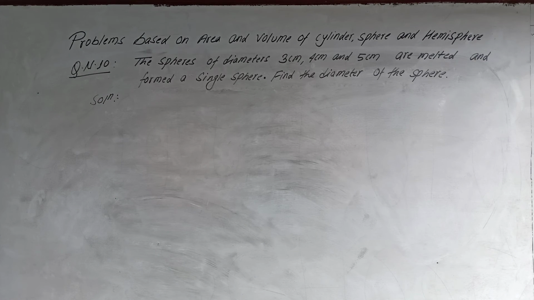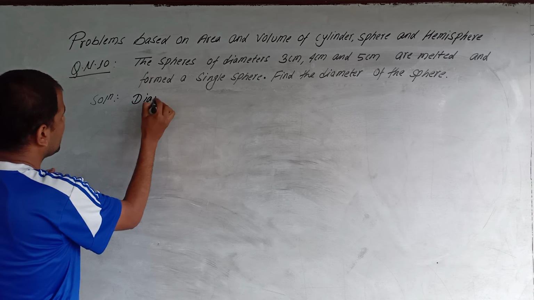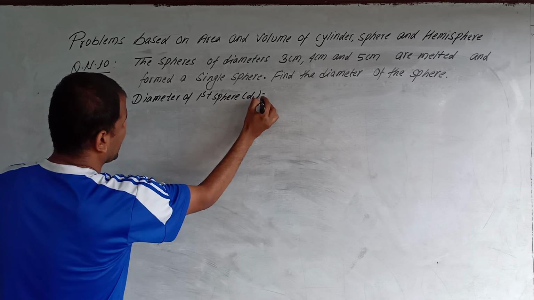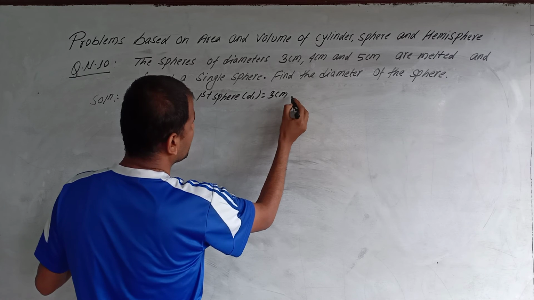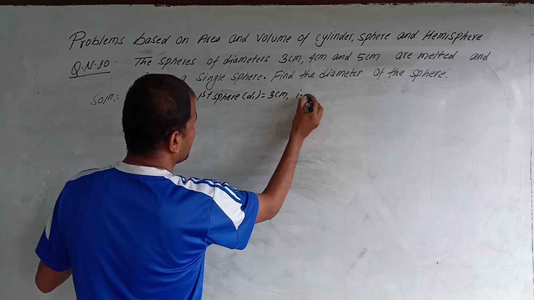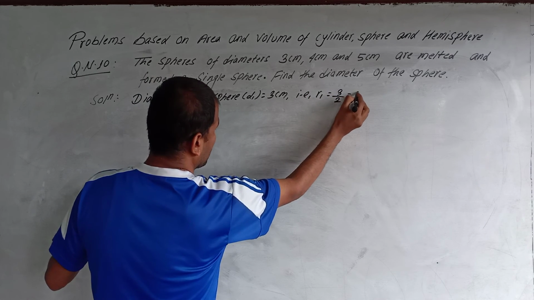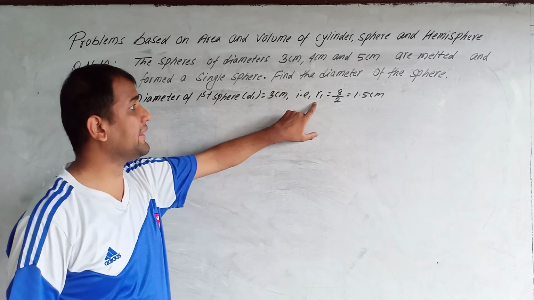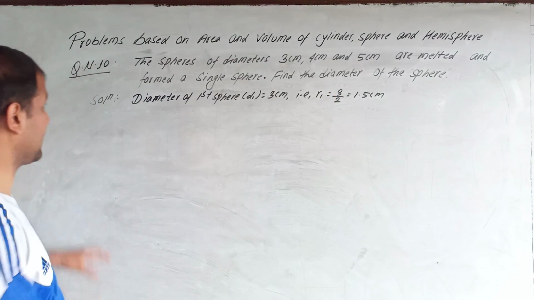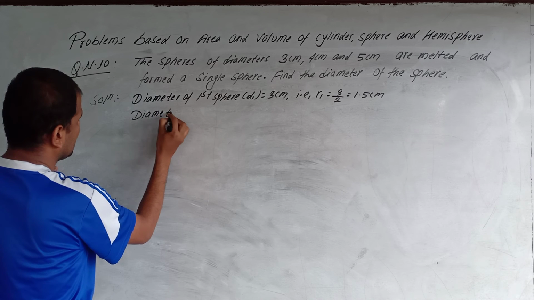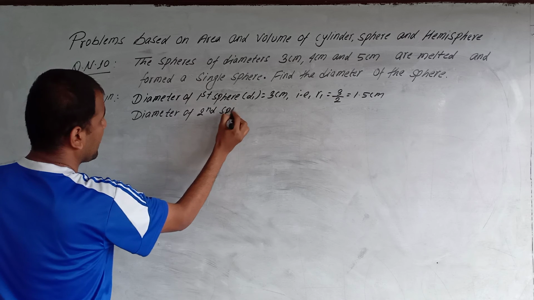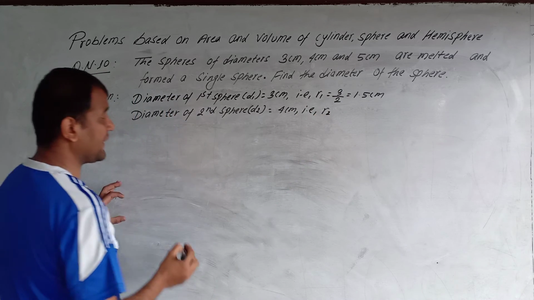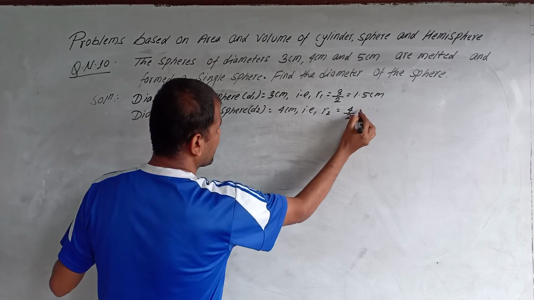Firstly, we write here the given diameters of the spheres. Diameter of first sphere D1 is equal to 3 centimeter. Therefore, R1 is equal to 3 by 2 is equal to 1.5 centimeter. When the diameter of the first sphere is 3 centimeter, then radius is equal to diameter by 2, that is 1.5 centimeter. Diameter of second sphere D2 is equal to 4 centimeter, that is R2, radius of the second sphere, is equal to 4 by 2 is equal to 2 centimeter.